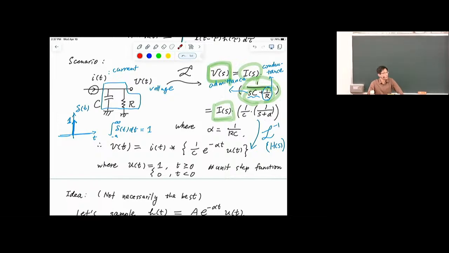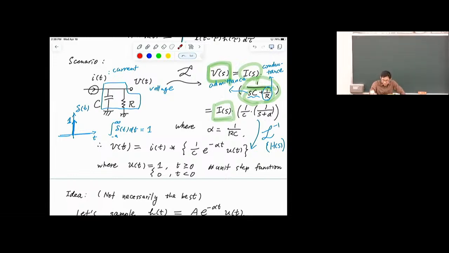Any questions so far? The output voltage is the current convolved with this impulse response, and this impulse response is what the system produces when it receives the delta function as its input. Does that make sense? I argue that this makes a lot of sense.